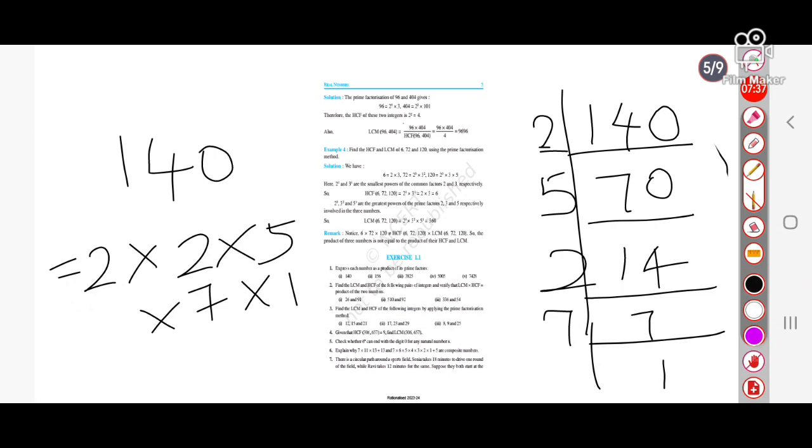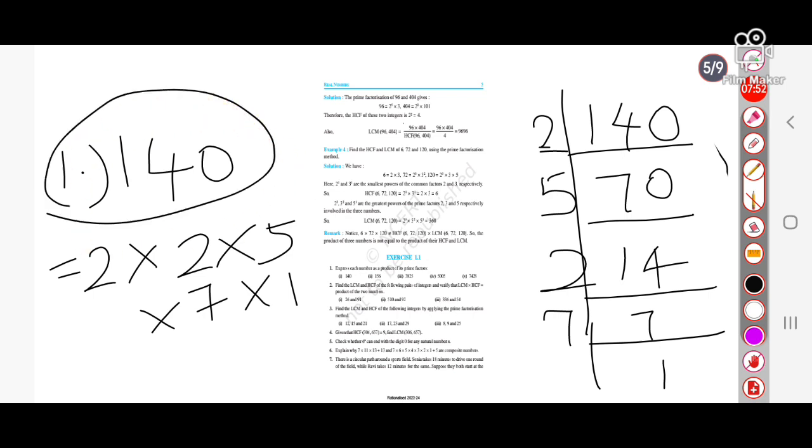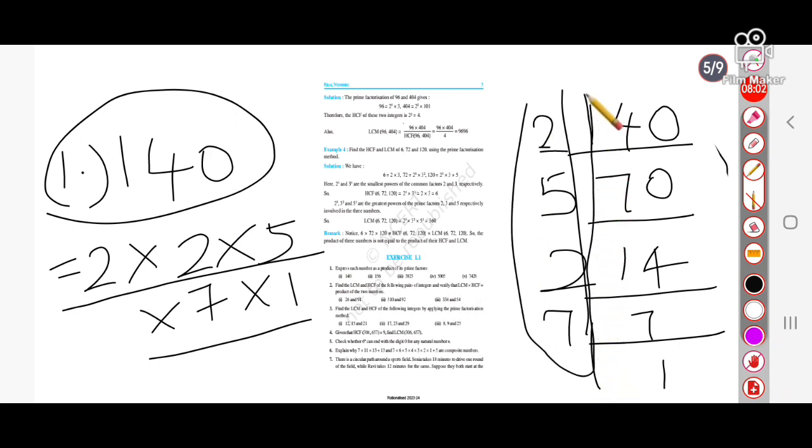The question asked is to express each number as a product of its prime factors. 140 is the first question. So we have expressed 140 as the product of prime numbers. What we did is, generally we took the division method, derived the values here, and expressed the result in the multiplication form that has been asked in the question.